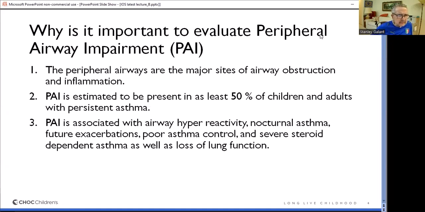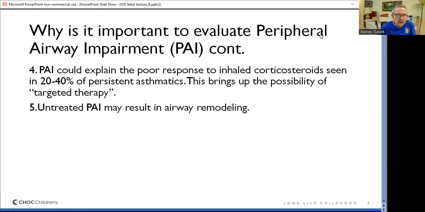Peripheral airway impairment is associated with airway hyperreactivity, nocturnal asthma, future exacerbation, poor asthma control, and severe steroid-dependent asthma, as well as predicting the loss of lung function, particularly in children as they grow older. Also, I think it's the feeling of myself and other investigators who deal with children with bronchial asthma that 20 to 40% of kids with persistent asthma who don't do well, possibly do so based on the fact that the peripheral airways are not being attended to with medication.